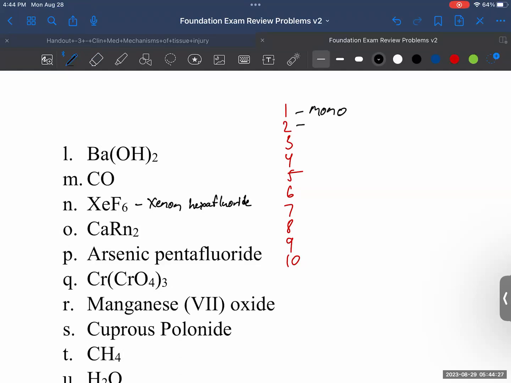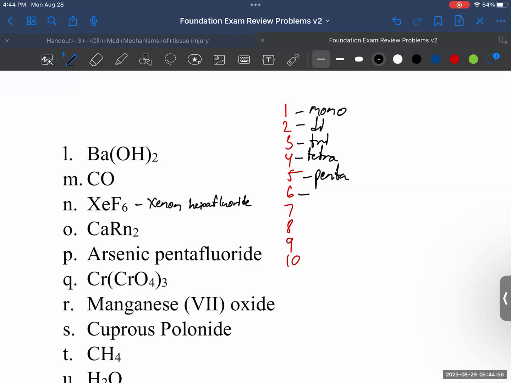2. Di. This is pretty easy to remember. 3. Tri. This is even easier. Think tricycle. 4. Tetra. This is a bit difficult, but if you remember your biology, a tetrad has four units on it. So that's one way to remember it. 5. Penta. I can't give you an easy way to remember this one, but just do. And then from here it gets easy.